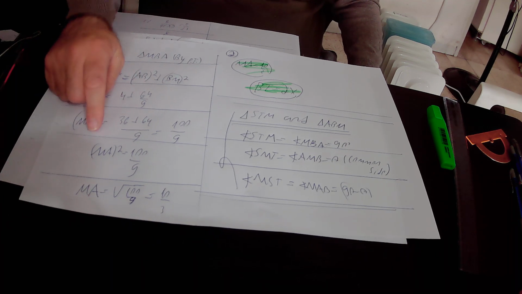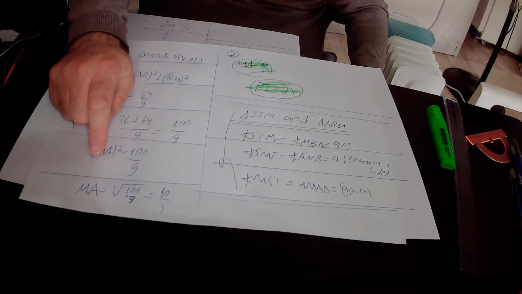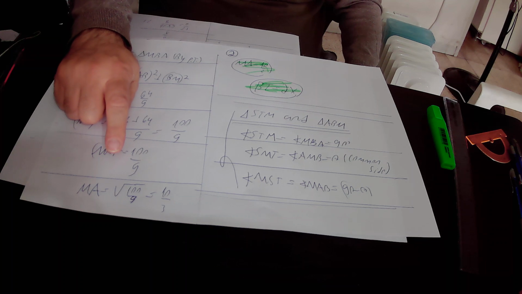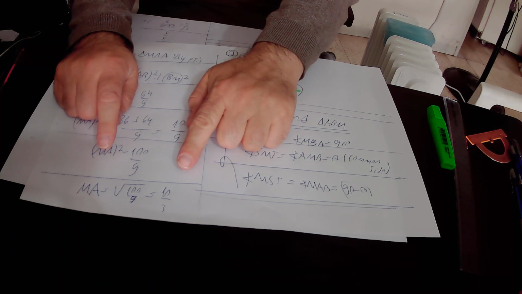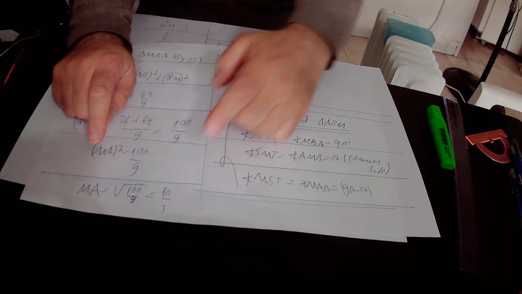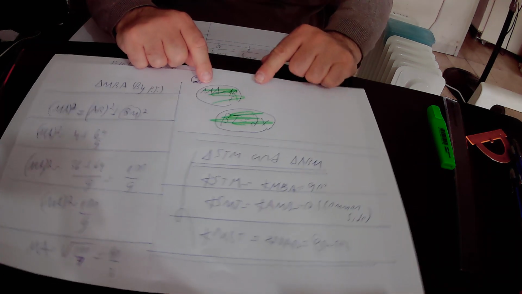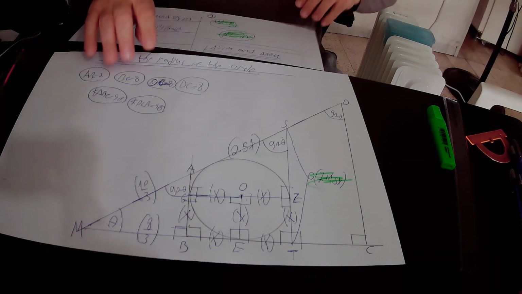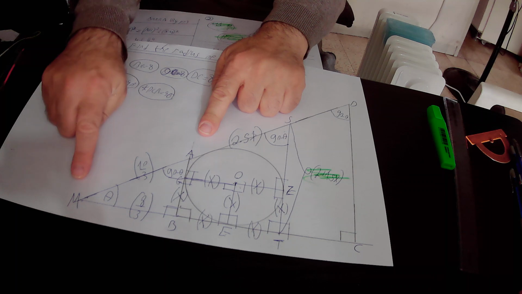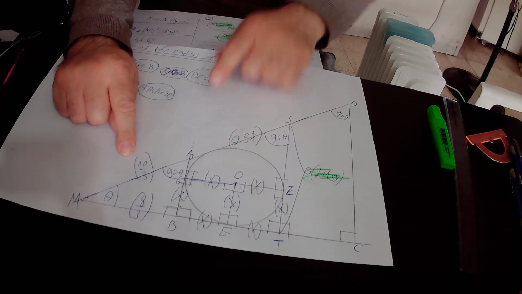We took the root of this equation and finally found out that AM equals the square root of 100 over 9. The square root of 100 is 10 and the square root of 9 is 3. So in conclusion, the hypotenuse MA equals 10 over 3 units in its length. This is the hypotenuse AM that equals 10 over 3 units in its length.